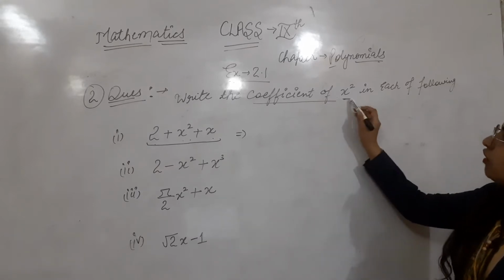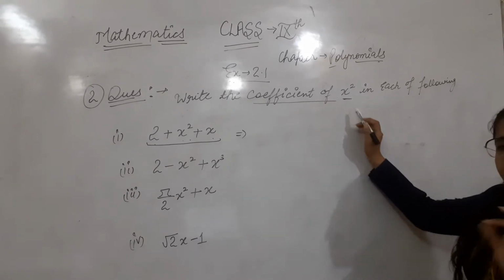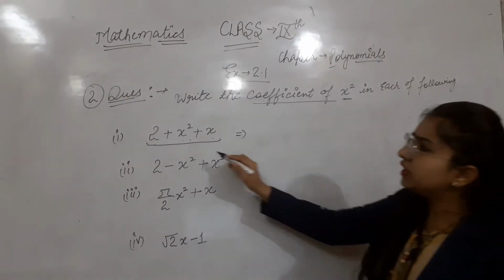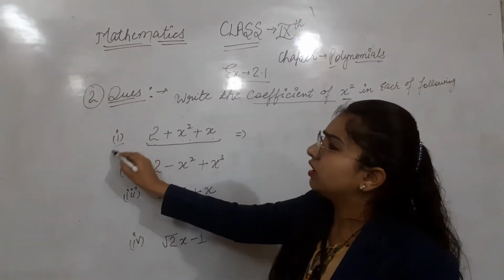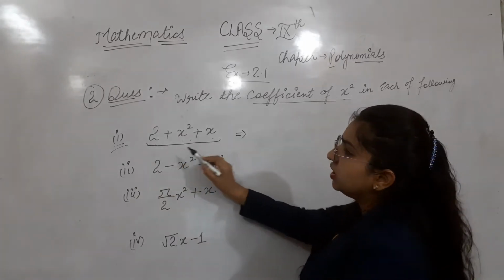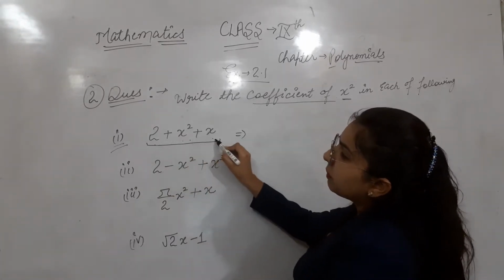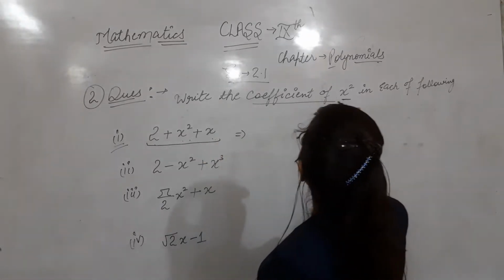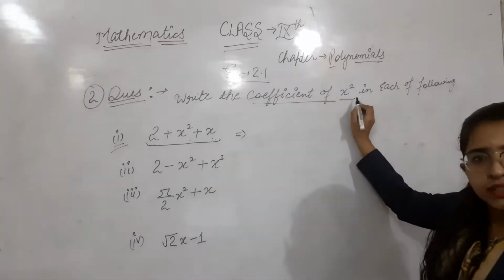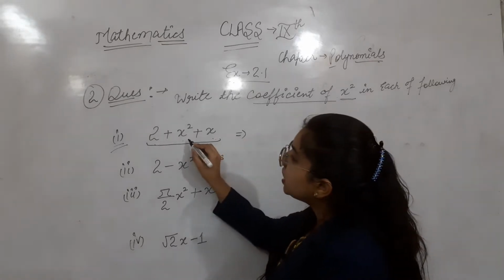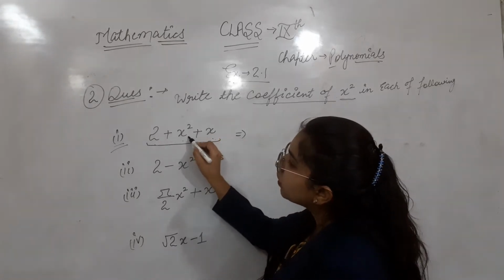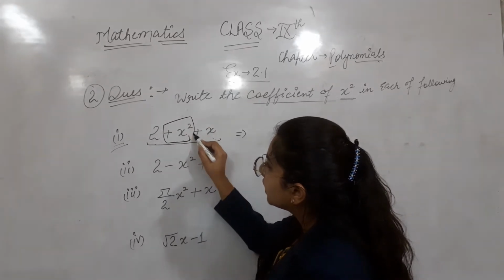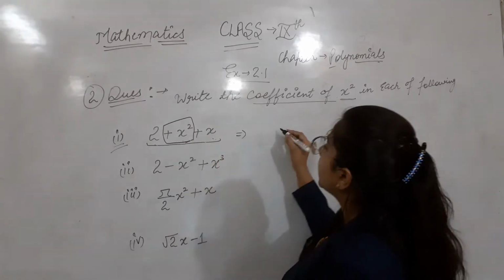Okay. Coefficient of x square. Now what is a coefficient? I have told you in the previous lecture. Here we will take a polynomial, for example 2 plus x square plus x. To find the coefficient, we have to find the coefficient of x square. In the polynomial, check where x square is. x square is here only. You have to take it with its sign. It's plus x square.